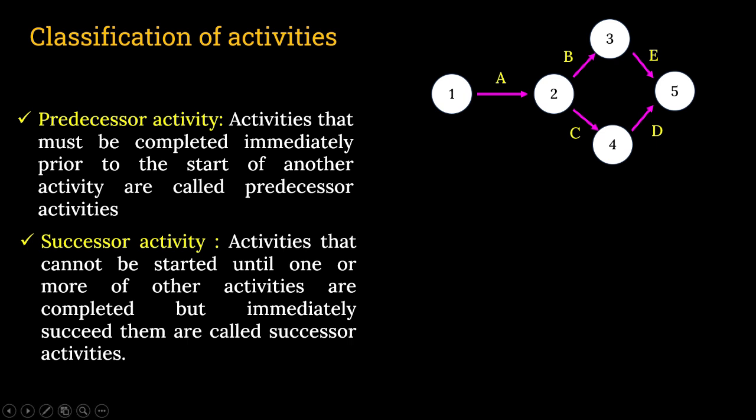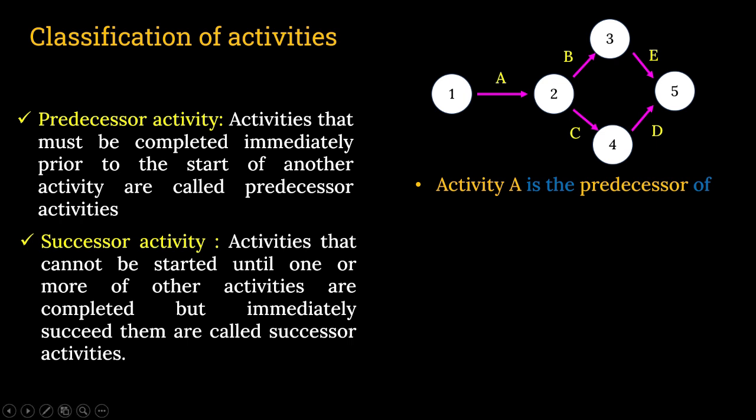In this we can see that A is one activity to start with. B and C will start once A is completed. This activity E will start only when B is completed, and activity D will start only when C is completed, and B and C will start only when A is completed. So here, who is the predecessor, who is the successor?